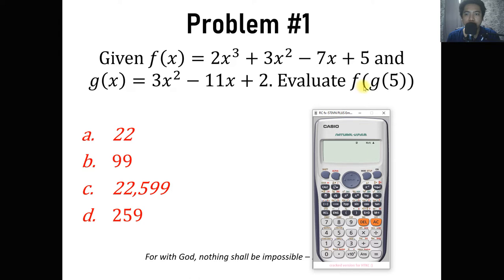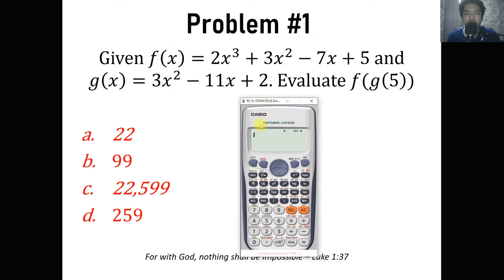It means that if we are going to evaluate f of g of 5, we must first evaluate g of 5, meaning substituting the value of 5 into the function g of x before substituting it into the x's of f of x. So what we are going to do first is compute g of 5.